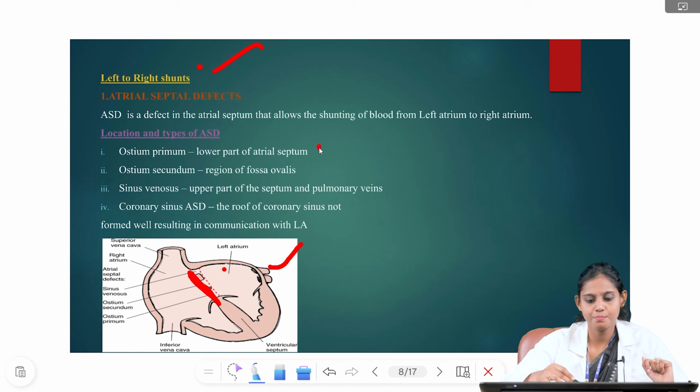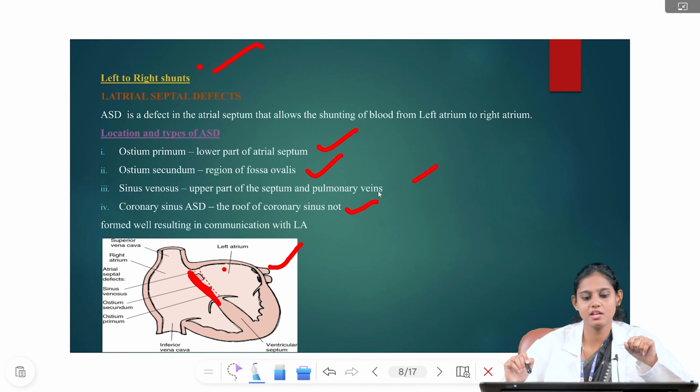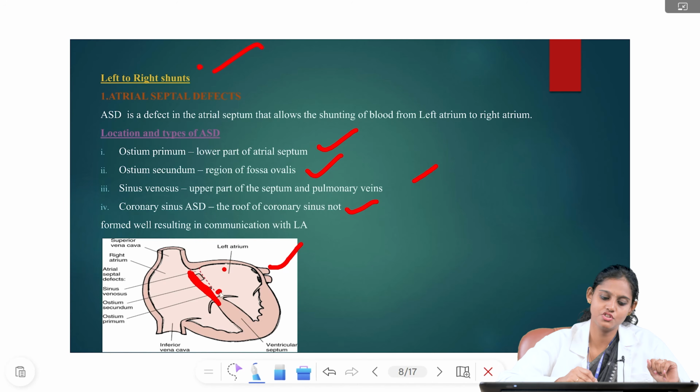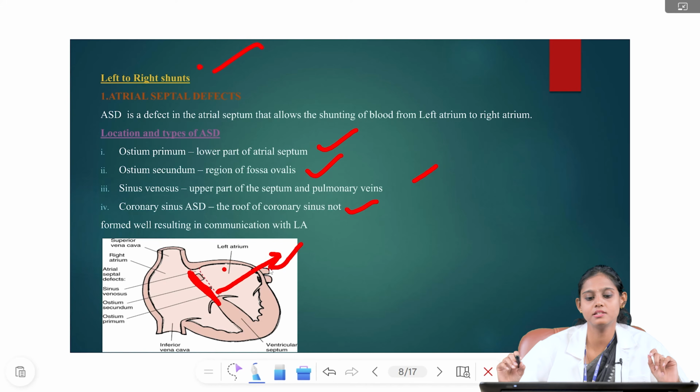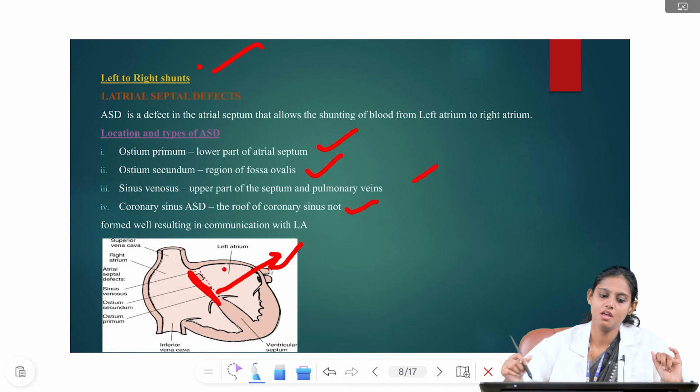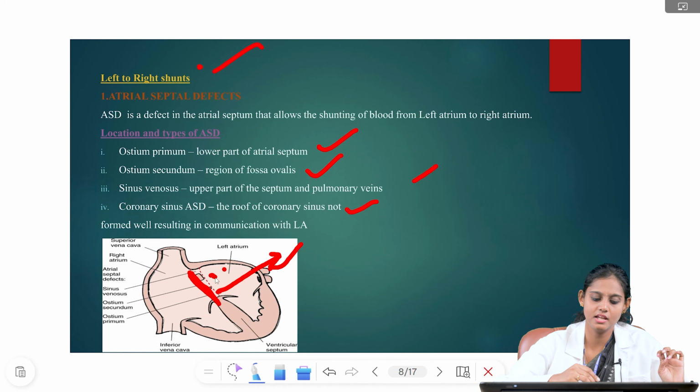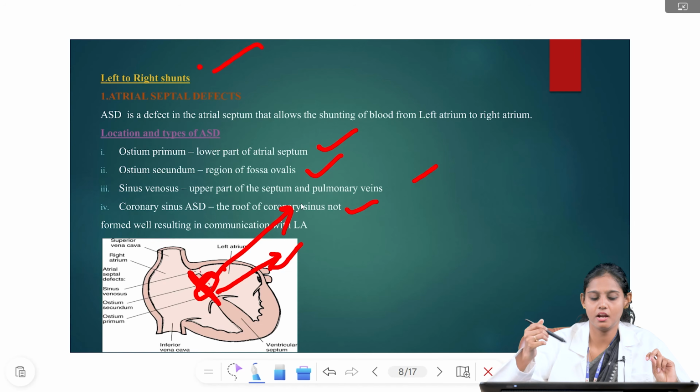We have ostium primum, ostium secundum, sinus venosus ASD, and coronary sinus ASD. When we look into ostium primum, this region is the lower part of your interatrial septum. When there is a defect in the lower part of the interatrial septum, it is called ostium primum. And when there is a defect at the region of the fossa ovalis, that is called ostium secundum.